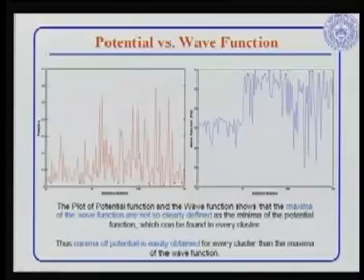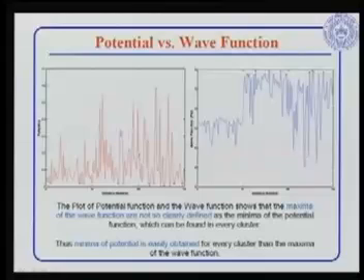Now, potential versus wave function. As we said, the normal approach is to create the Gaussian mixture model of the data points, and while trying to find the cluster points, we maximize this Gaussian mixture model, and we showed that this is the same as finding the minima of the potential function. The plot of the potential function and the wave function shows that the maxima of the wave function are not as clearly defined as the minima of the potential function, which can be found in every cluster. So, this is the minimum, and this is the maximum points of the same iris data that we talked about.